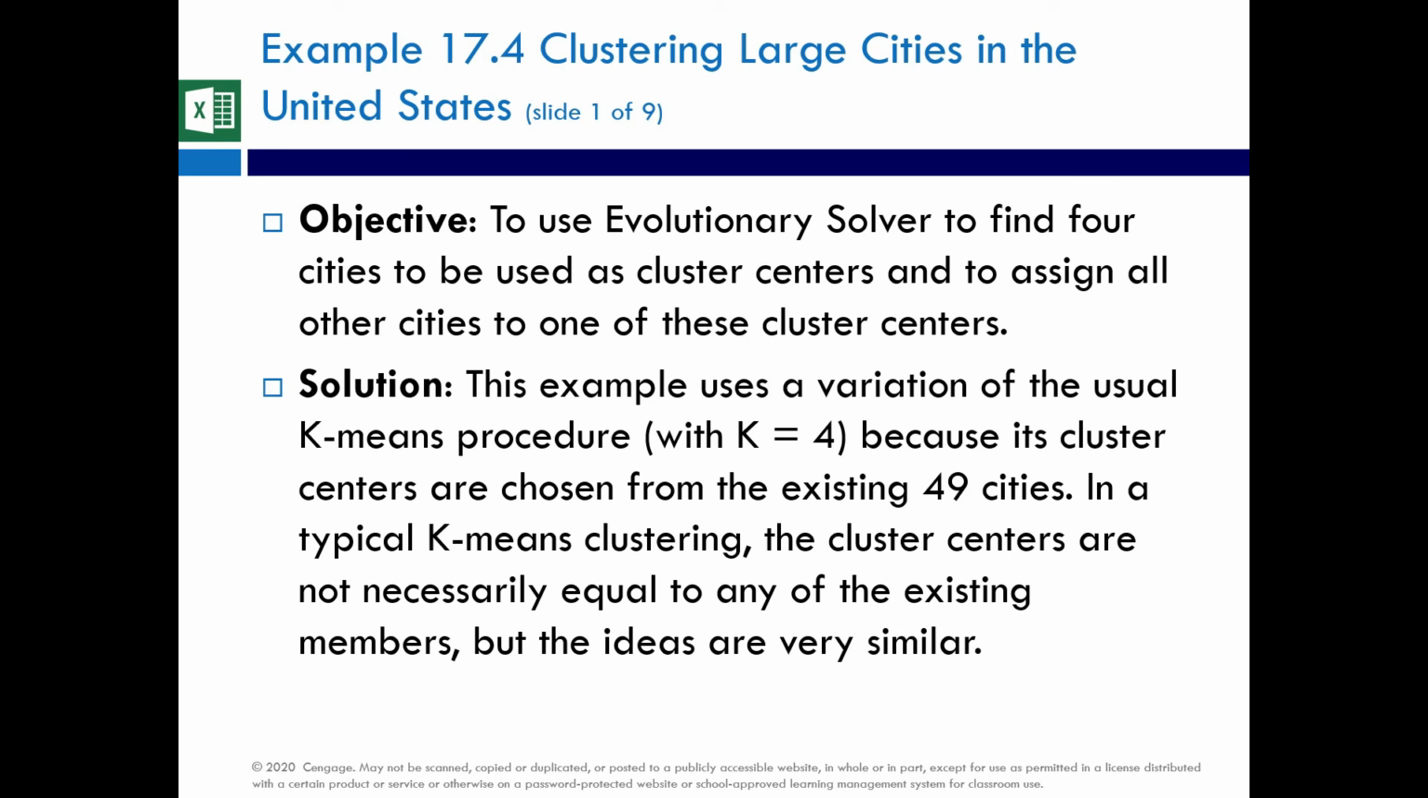Clustering large cities. Use the Evolutionary Solver to find 4 cities to be used as cluster centers and assign all other cities to one of these clusters. Solution: this example uses a variation of k-means, k equals 4, because its cluster centers are chosen from the existing 49 cities. In a typical k-means clustering, the cluster centers are not necessarily existing members, but the idea is very similar.